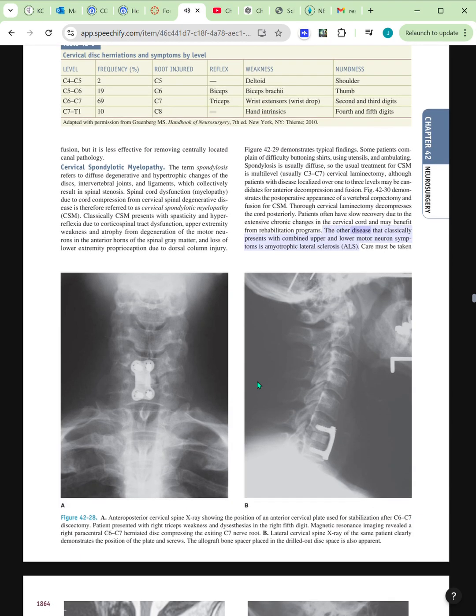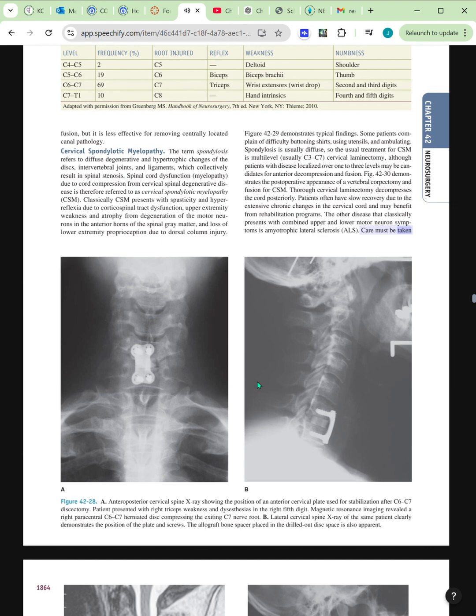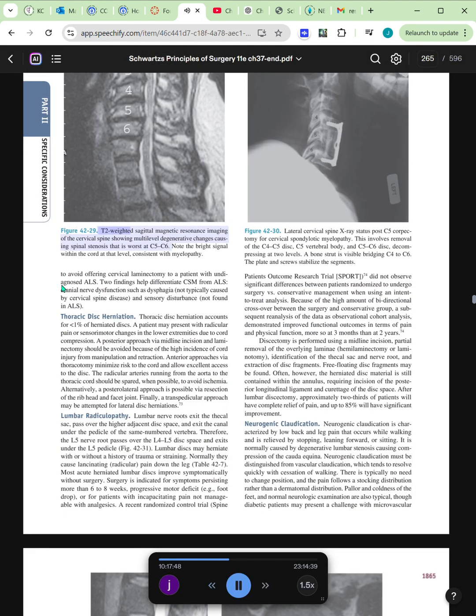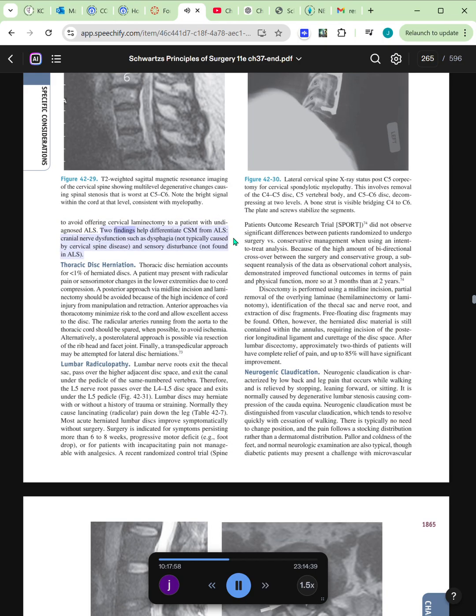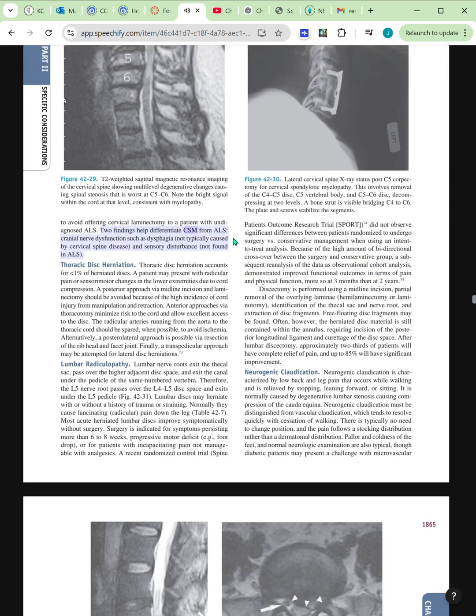The other disease that classically presents with combined upper and lower motor neuron symptoms is amyotrophic lateral sclerosis, ALS. Care must be taken to avoid offering cervical laminectomy to a patient with undiagnosed ALS. Two findings help differentiate CSM from ALS: cranial nerve dysfunction such as dysphagia, not typically caused by cervical spine disease, and sensory disturbance, not found in ALS.